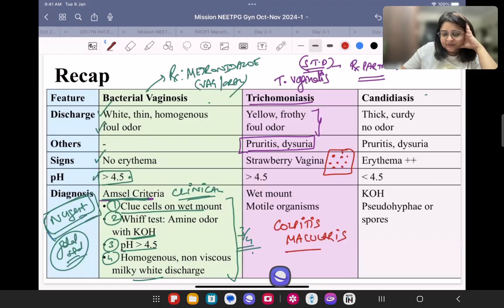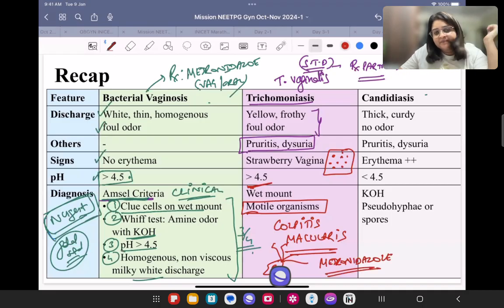Okay, the pH is again high, and on examination you find these motile organisms. So you'll actually see the flagellated organism here. So you'll have this nice organism with flagella seen on the smear. Okay. Treatment again is metronidazole, but here you're going to treat both the partners.